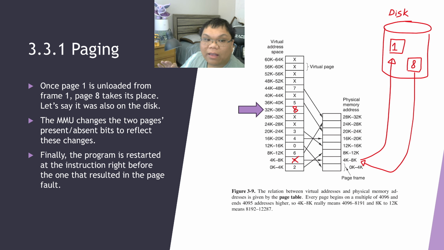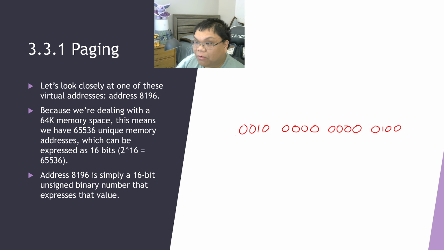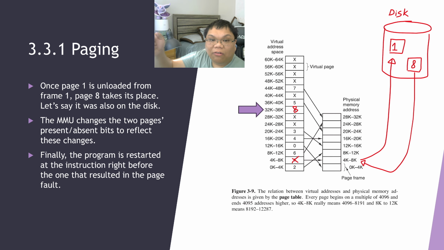We also have to have the MMU change the 2 pages' present/absent bits to reflect these changes. So basically, what happened was we swapped pages. We find a page frame containing a page that has not been used for a while, and that is its own thing that we'll get to in a little bit. We unload that page, so we free up that page frame for the page that we want to load. That page is loaded, and now, whatever it was the program wanted to access, it is now in memory, so we can simply restart the program at the exact place right before it triggered the page fault.